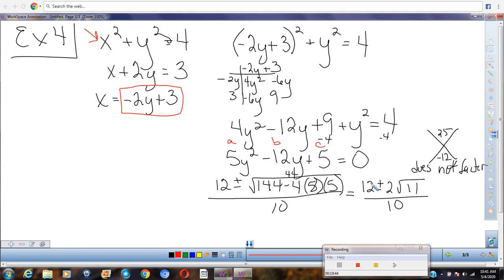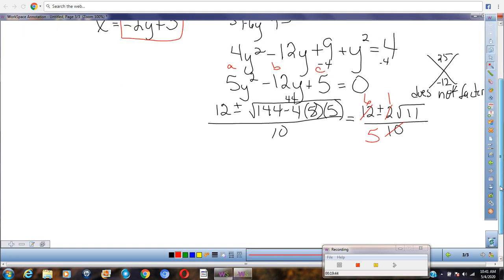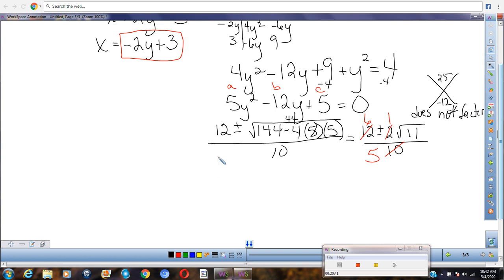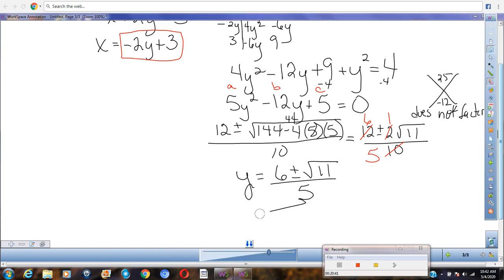Let's grab our red here. 2 goes into 12 6 times, 2 goes into 2 once, and 2 goes into 10 5 times. There we go. All right, so we came up with y equals 6 plus and minus square root 11 divided by 5. Again, we have two solutions for y. So in this case, we have to plug this in to our equation. Now you can do them separately, or again, like we did on the last problem, you can do them together. I think this time, let's do them separately so you can see how those signs change.